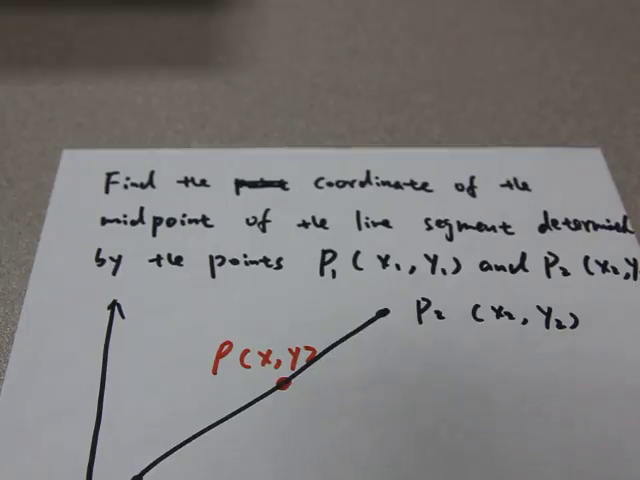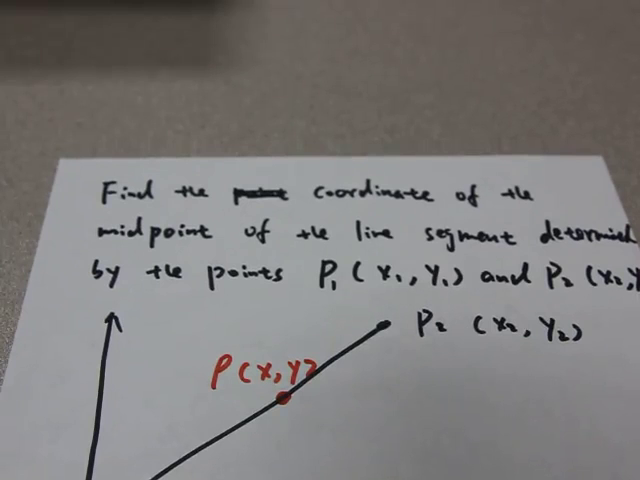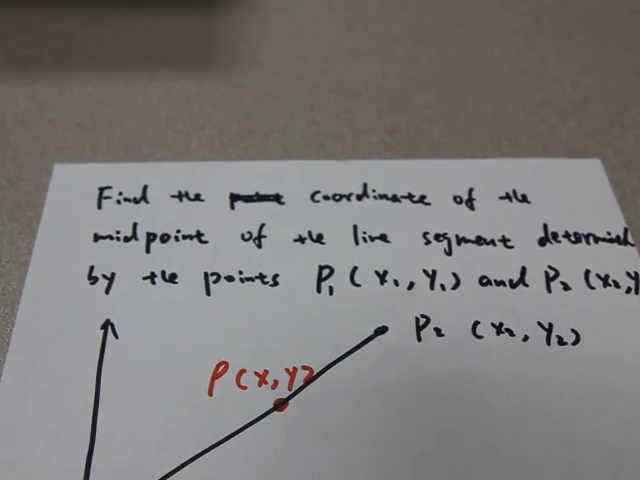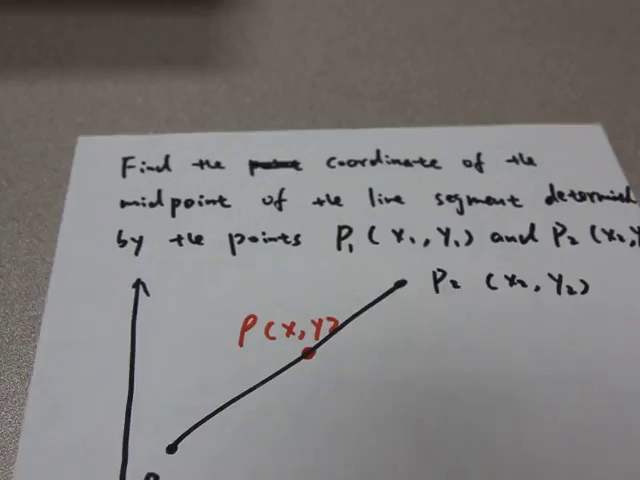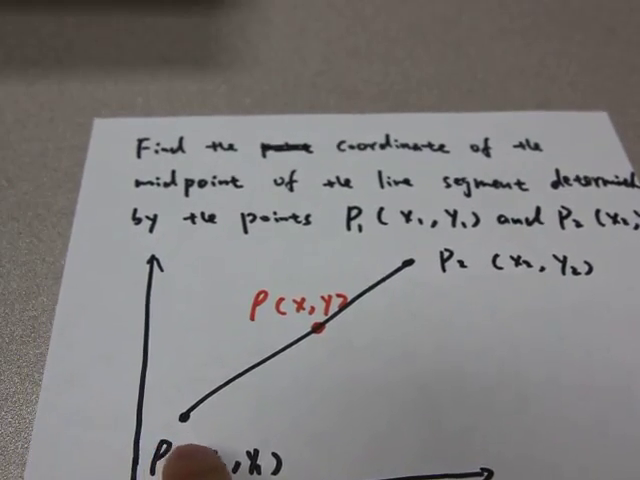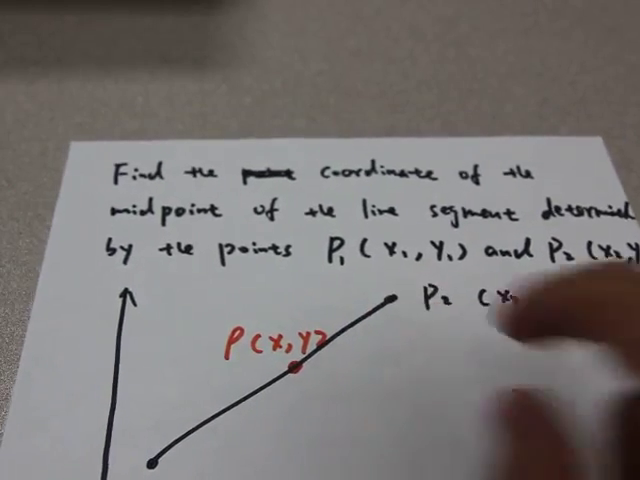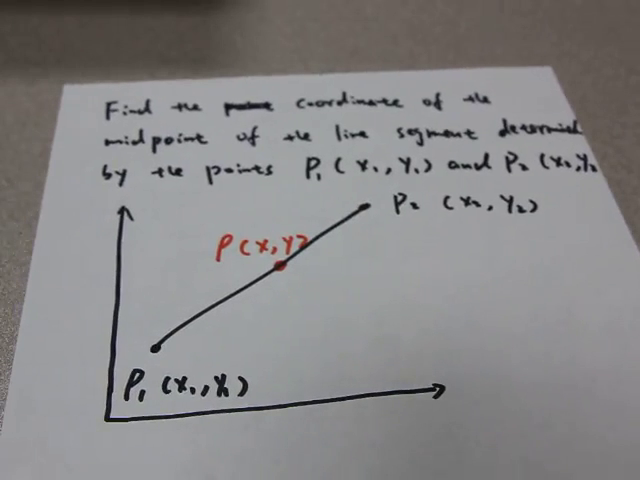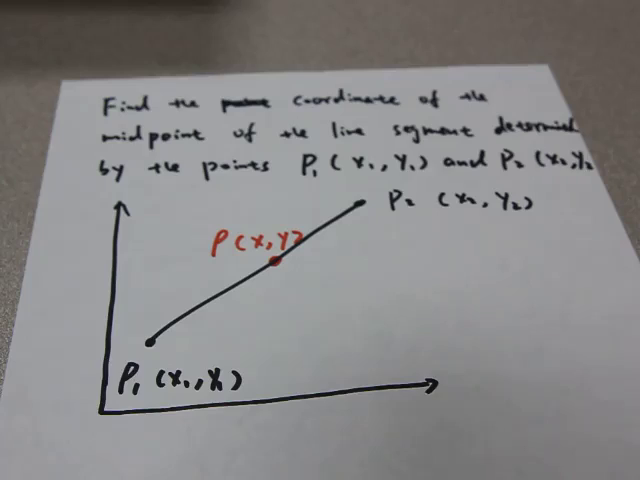Okay, now let's look at a special case. This time, we are looking for the coordinate of the middle point between the 2 points P1 and P2. Now, we can solve this problem using the same method.